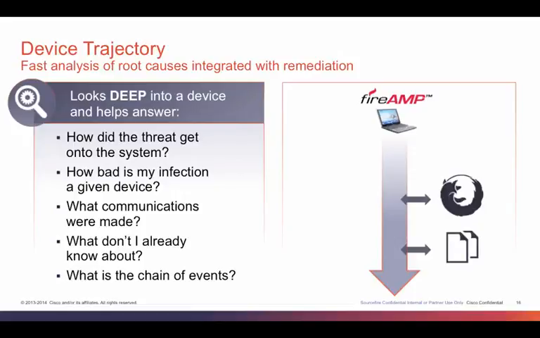Device trajectory tracks activity and data such as the parent-child lineage and relationship, which files or applications were created by other files, which files downloaded other files, or vice versa. We also look at originating processes, the process that spawned or executed another process. Additionally, we track communications, IP addresses, ports, protocols, and URLs.